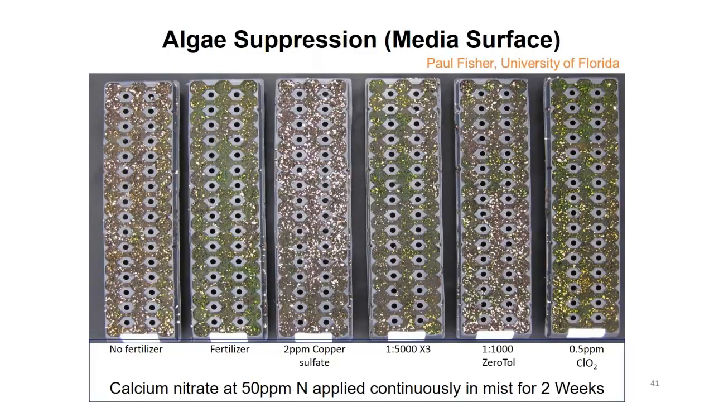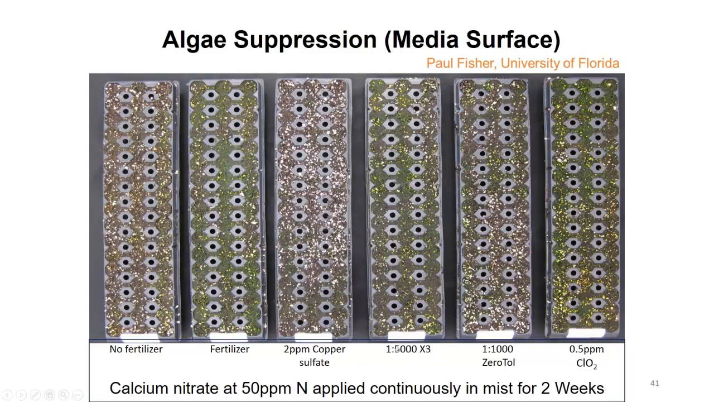And one of the things that he observed is that they were injecting calcium nitrate at 50 parts per million nitrogen and applying it continuously for 2 weeks. And then they measured how much algae was left. So what they observe is, if you have no fertilizer, like on the first one here, you can see some algae grows there, but it's not very dramatic. As long as you add fertilizer, you will have algae, and that's very similar to what we see in the pipes. And then the third thing is he saw that copper sulfate would reduce the algae pressure.